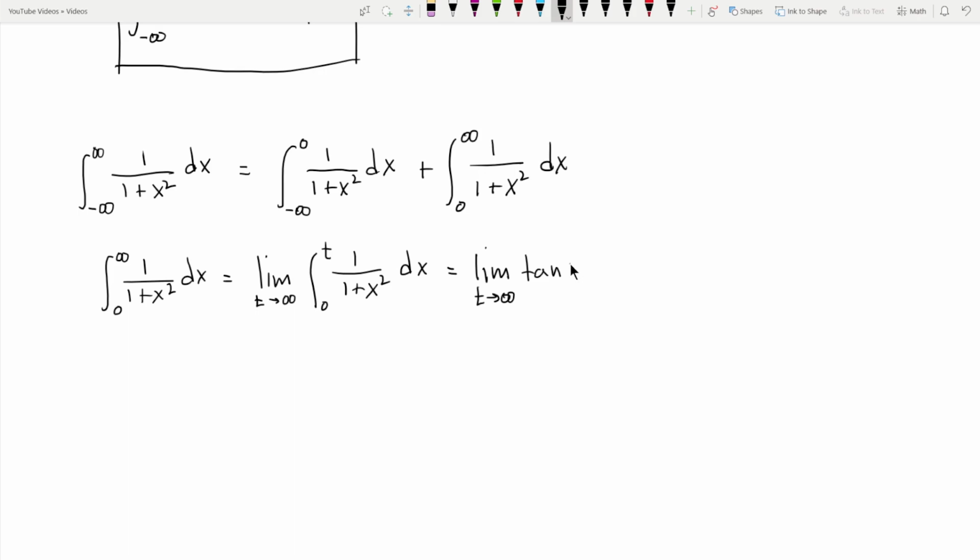Tan inverse of x evaluated from 0 to t. There we go. That's what I wanted. So then this is going to be, I think I can fit this in here. The inverse tangent of 0 is 0. So this is going to be the limit as t goes to infinity of tan inverse of t, which you can look at the graph, or you can go on your calculator, but it'll give you a decimal. Use the unit circle, however it is you want to do it. This is pi over 2.